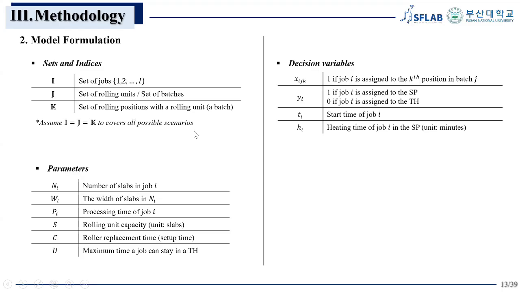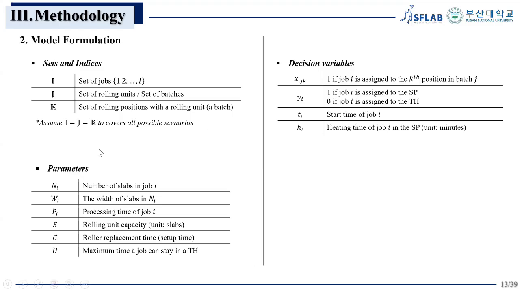For example, if we consider a problem with 50 jobs, we will also have 50 rolling units, in the case that we assign each job to its own rolling unit, and we will also have 50 rolling positions, in case we assign 50 jobs into one rolling unit, with each job assigned to each rolling position.